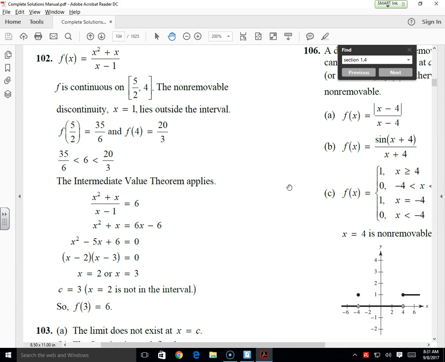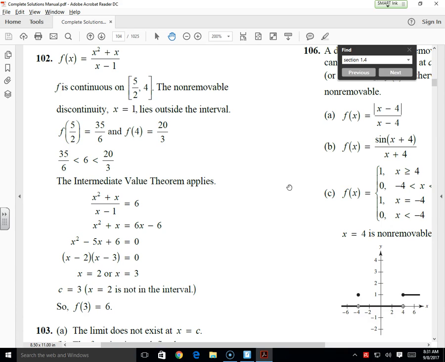So, as long as f is continuous on A to B, and if there is a y value in between f of a and f of b, then there must be some c within a to b such that f of c equals k. So the one they gave us was, hey, what about 6? Is 6 in between 35/6 and 23/3? Because this would be 5 something, right? 5 and 5/6. This one is 6 and 2/3. Is 6 in between? And the answer is yes.